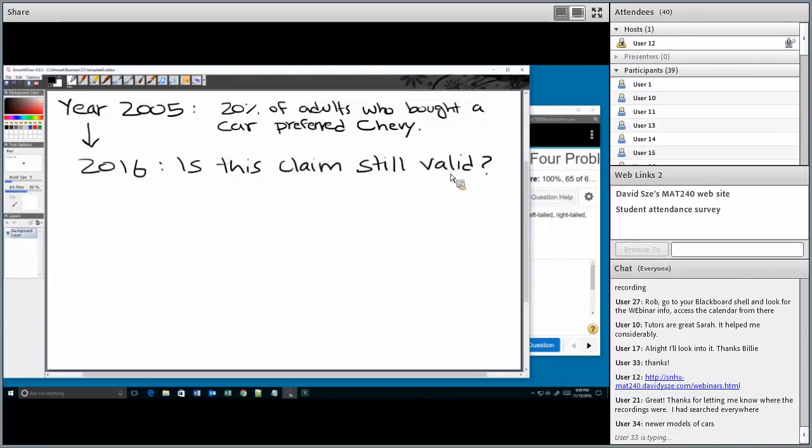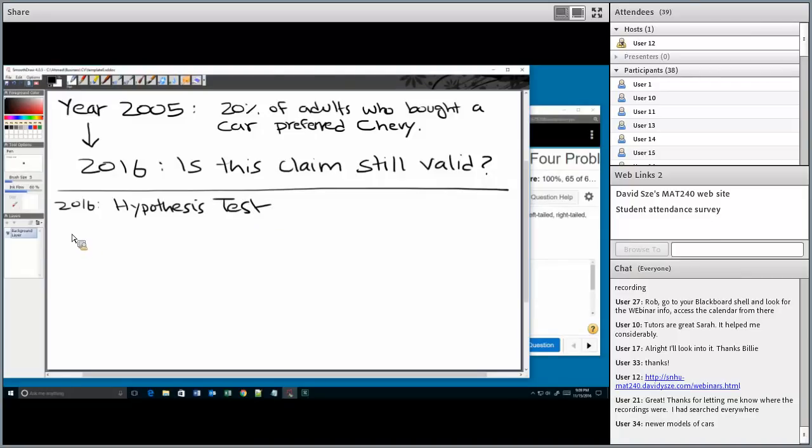So the question then is, is this claim still valid? How do we test it? Well, let's take a look at the original claim again. We said 20% of adults preferred Chevy. And so what we can say then is today, now we're in 2016, we can do what we call a hypothesis test.